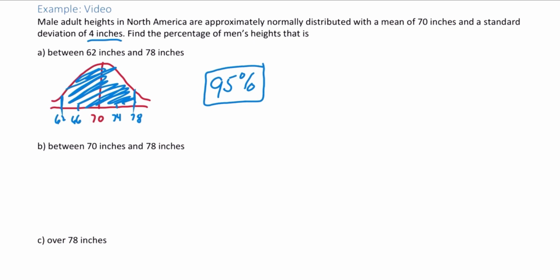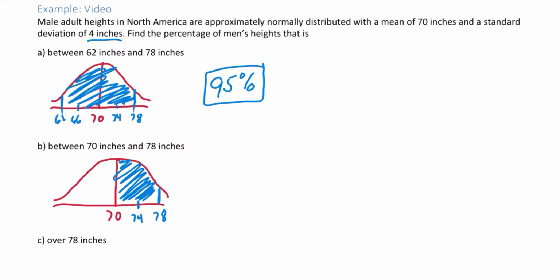In example B, we're looking at the percent of men that are between 70 inches and 78 inches. Again, let's draw a quick sketch. We'll start with the mean, 70 inches. Keep in mind, the standard deviation is 4 inches. So if we're trying to find 78, we'll move to the right once at 74, and again, we'll hit 78. So we're looking between 70 and 78.